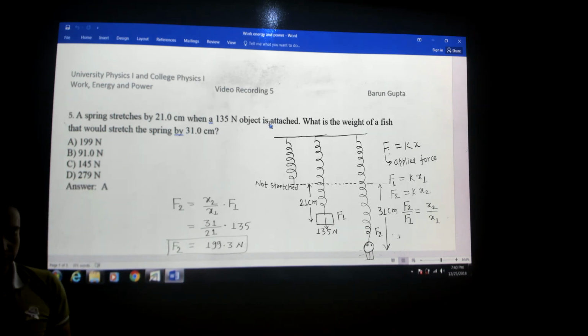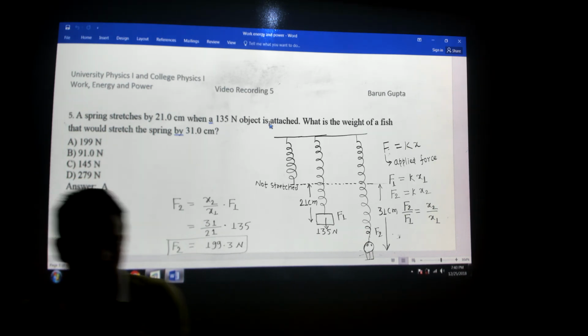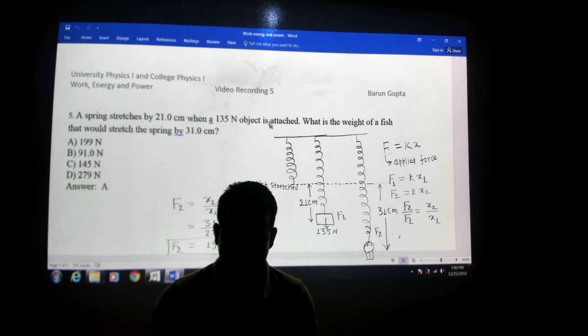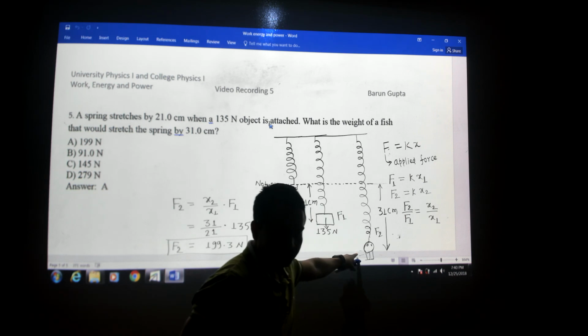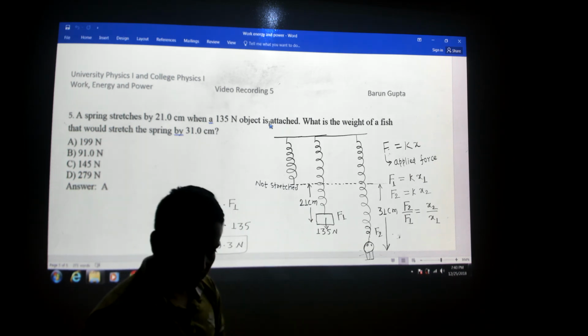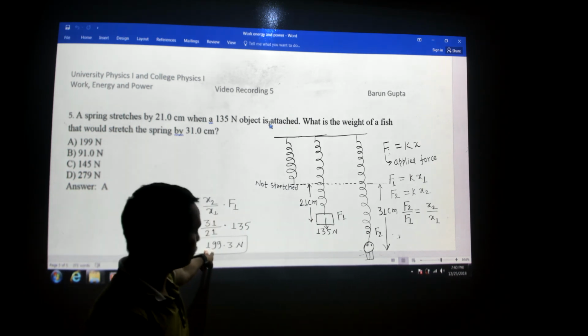And it makes perfect sense, because when you have the fish, it stretches more. So that means it has to have more force.